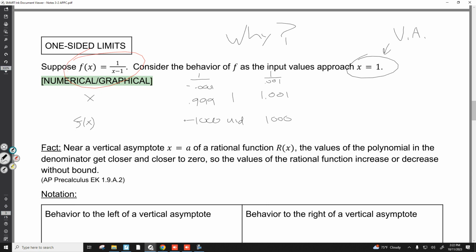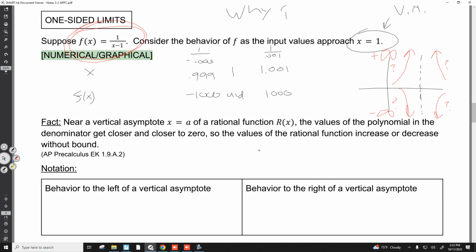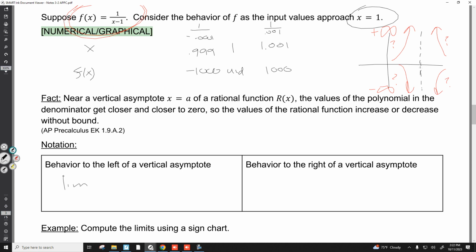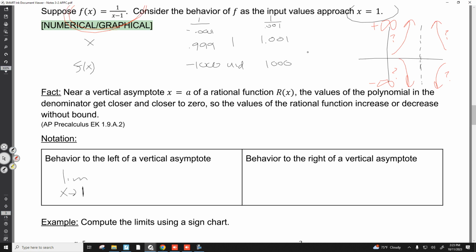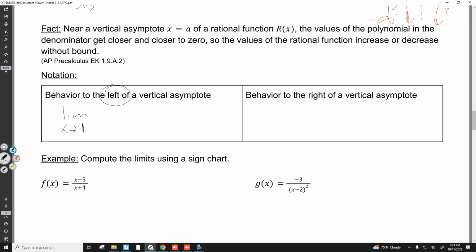Okay. Our goal, guys, is not only identifying that you have a vertical asymptote, but identifying the behavior of your function around your vertical asymptote. Will you be going up or down towards positive infinity or negative infinity to the left of your vertical asymptote? Will you be going up or down towards positive or negative infinity to the right of your vertical asymptote? This is what we're going to try to figure out. Well, for x equals 1 and 1 over x minus 1, if I look to the left of 1, we can denote that using limit notation by, say, what's the limit as x approaches 1, but just to the left of 1.